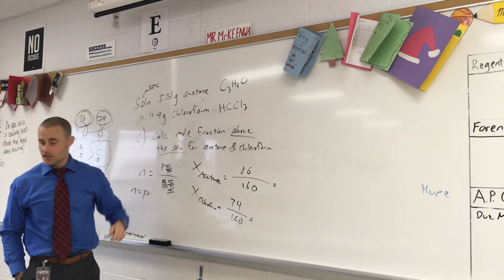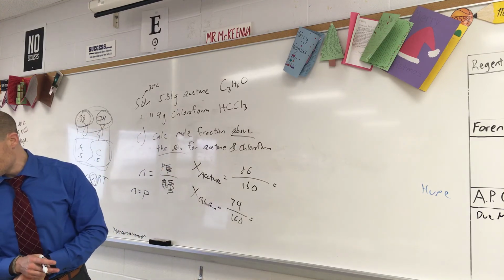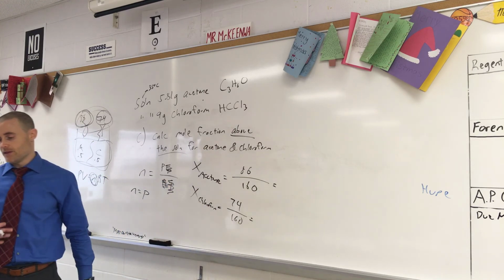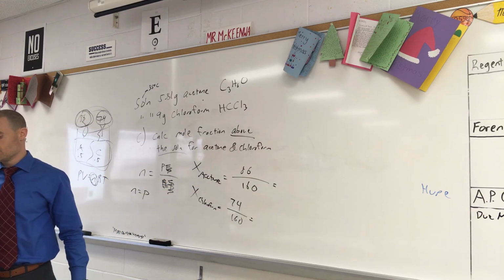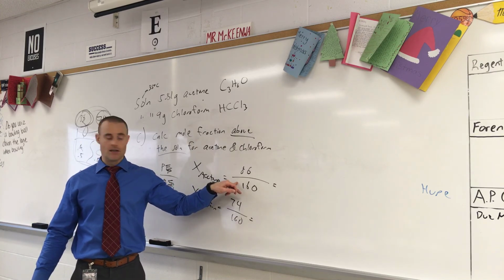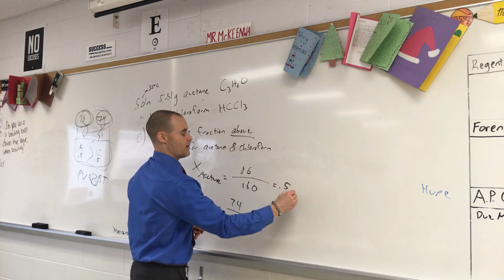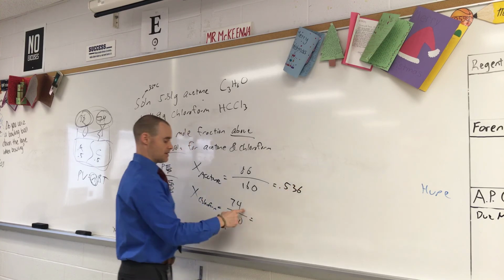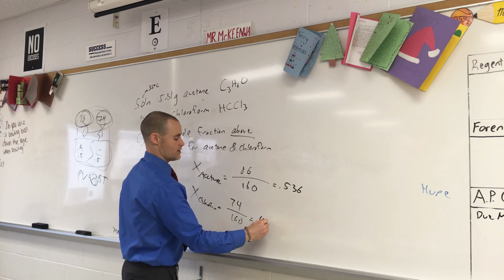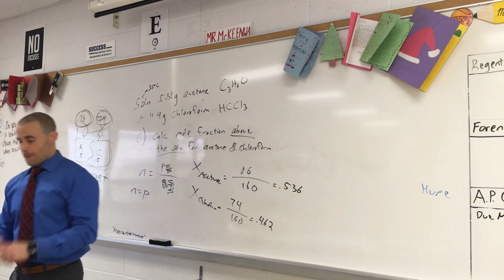So the mole fraction of acetone above the solution is, what'd you guys get? Someone do that quick, because my number is different. I got fraction or decimals. Real quick, what is this? 86 divided by 160. 0.5375. 0.536. What about this one? 0.4625. 0.462. Okay. All right.